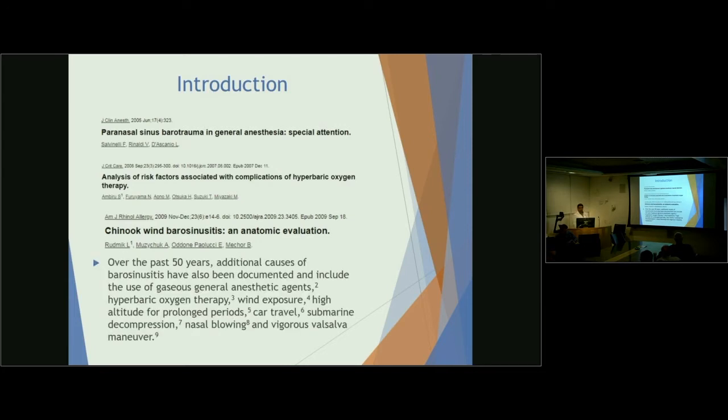Over the last 50 years, there have been additional causes of barosinusitis aside from flying and diving, which are the most common culprits. There are also papers showing that gaseous general anesthetic agents, hyperbaric oxygen therapy, even high pressure wind exposure, just staying at high altitudes for a prolonged period of time, even traveling by car in mountains, submarine decompression, and even, there are case reports that nasal blowing and even vigorous Valsalva maneuver can cause sinus barotrauma.